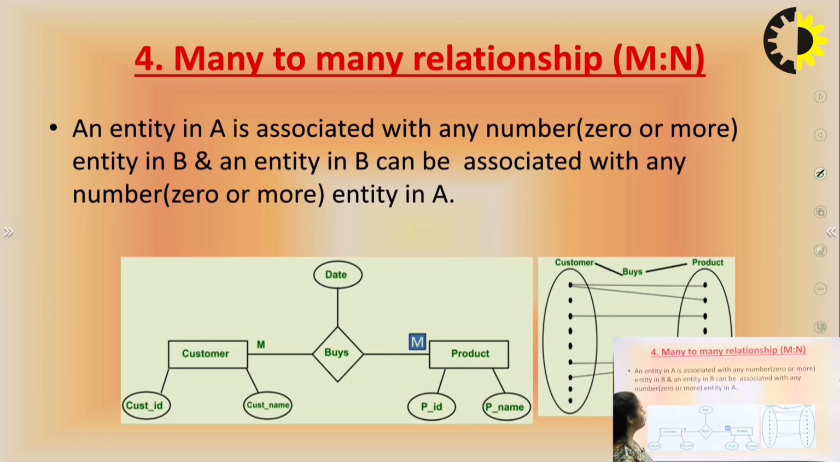Next is the many-to-many relationship. This is between customer and product. A customer can buy more than one product, and a product can be purchased by more than one customer. So on both sides, this is the many-to-many relationship. An entity in A can be associated with many entities in B, and entities in B can be associated with any number of entities in A.